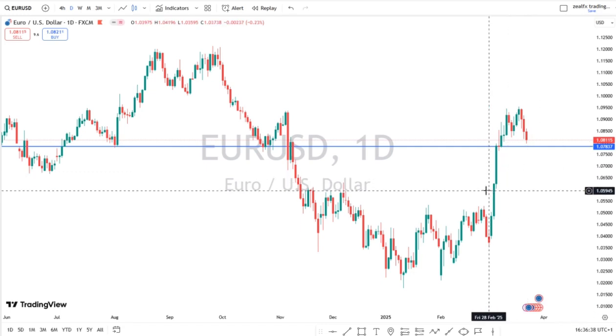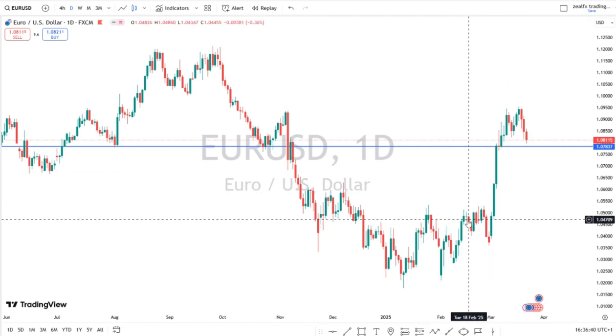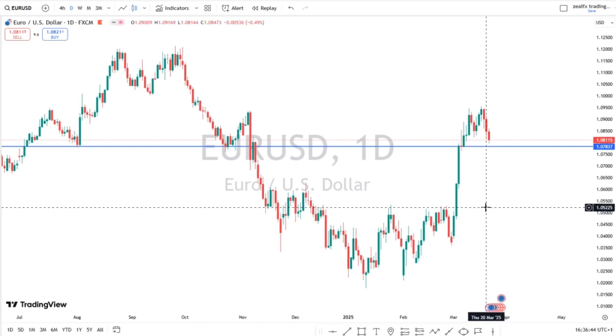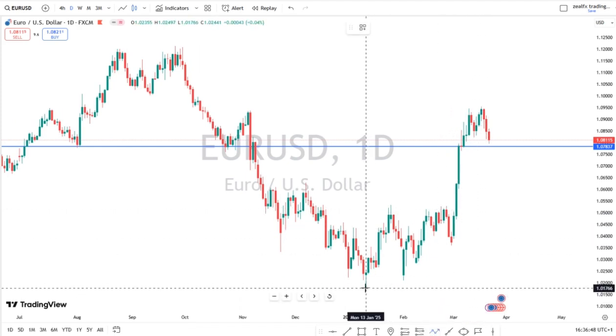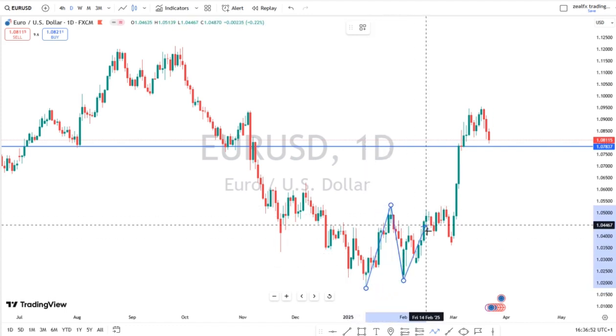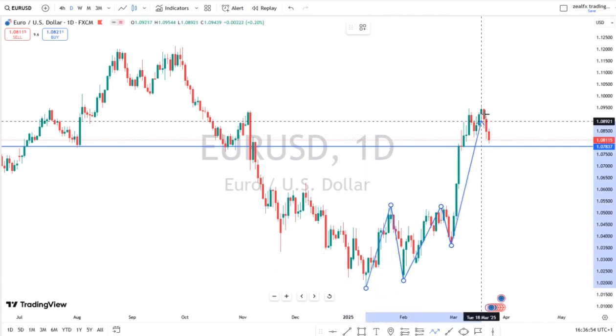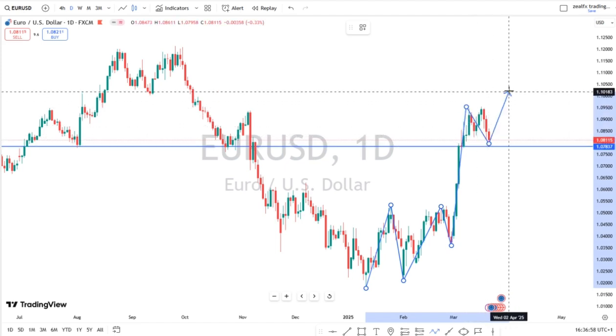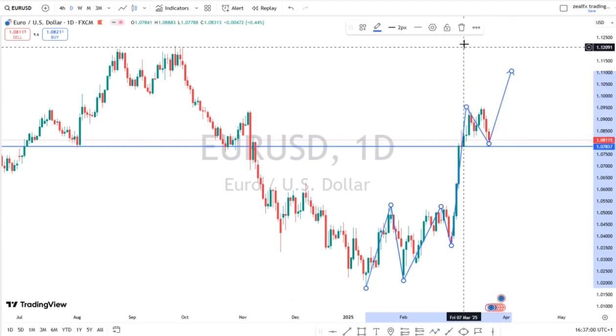The next pair I'll be looking at now is the EURUSD. EURUSD on my daily chart still has an uptrend structure. So long as we have this uptrend structure, we expect the EURUSD to continue to push higher this week. We have a lower low, then a series of higher lows. So long as we have this series of higher lows, we expect the EURUSD to continue to push higher this week.